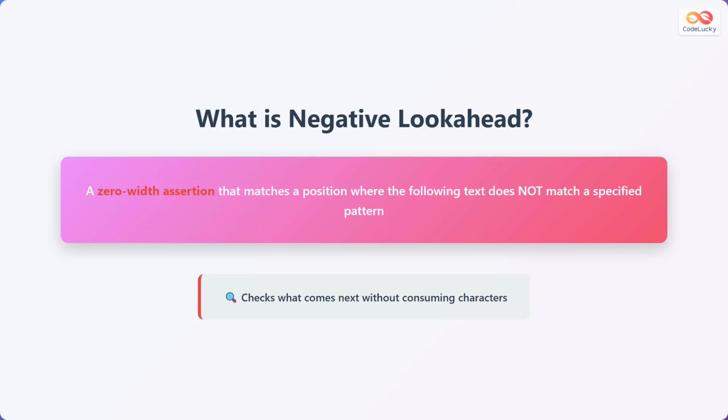A negative lookahead is a zero-width assertion that matches a position where the following text does not match a specified pattern. It checks what comes next in the string without consuming any characters. This means the matched text isn't included as part of the final result, ensuring precision in pattern matching.